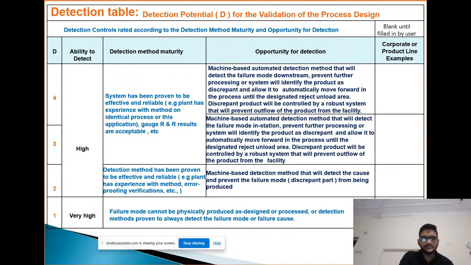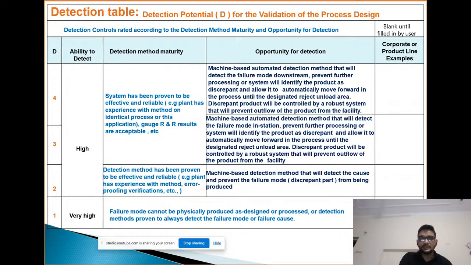Now, next is rating 3. In case of rating 3, the opportunity for detection is a machine-based automatic control detection method that will detect the failure mode in station. In-station control, that is rating 3. In case of rating 2, the detection rating is 2.